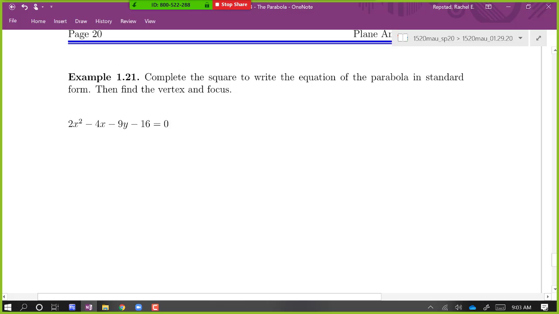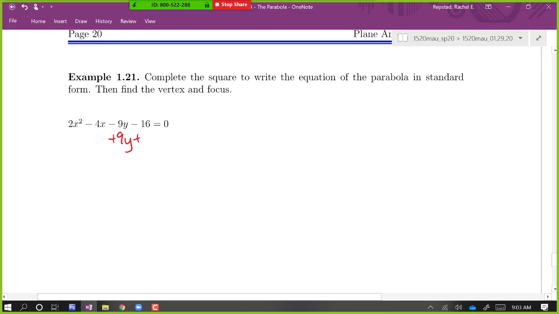So if I have an equation that's not in standard form, and I want to get it in standard form, we're going to do our favorite thing ever. We're going to complete the square. With a parabola, because only one variable is squared and the other isn't, I only have to complete the square in that one variable, right? With the circle, we had to complete the square in both because I had both an x squared and a y squared. So in this case, I only have to complete the square on x. So I'm going to keep the x squared and the 4x, and I'm going to get everything else on the other side. So I'm going to add 9y and add 16.